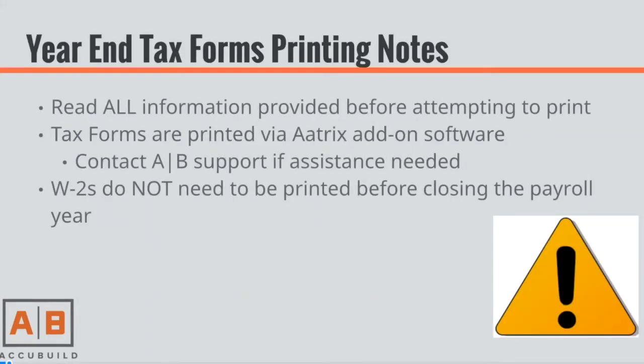In this presentation, we are going to review all of the steps necessary to print W-2s and 1099s. We suggest that you read all of the information provided in the year-end forms printing notes document before attempting to print your tax forms. All tax forms are printed using the Atrix add-on software. If you have not installed this software previously, please contact AccuBuild support. Cloud users, the software has already been installed for you. A reminder first, W-2s do not have to be printed before closing the payroll year.